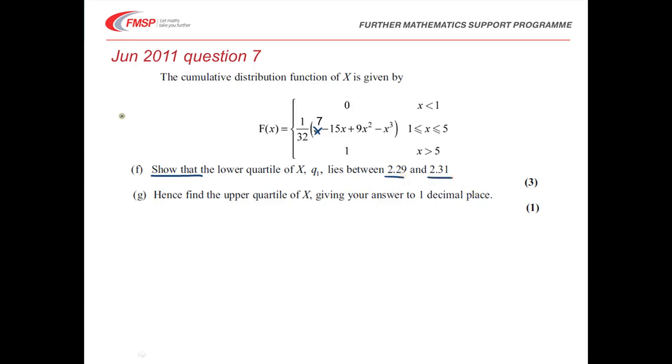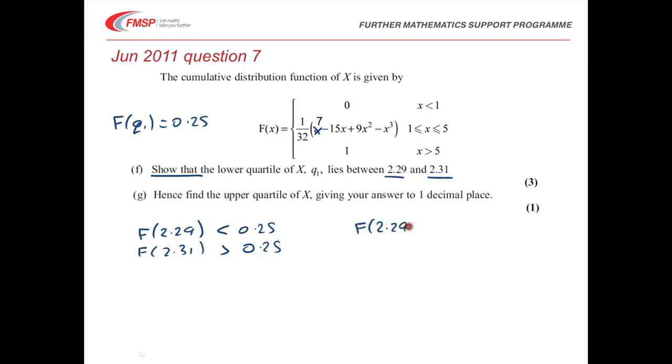The definition of the lower quartile is F of q1 is equal to 0.25, but because this is a general cubic, you don't really have any techniques for solving that. So this is why it's a show that question. What we need to be able to do is recognize that if you substitute 2.29 in, that should be less than 0.25, and if you substitute 2.31 in, then that should be greater than 0.25, using some ideas from core 3 in that respect. So if we do that, let's see what we get.